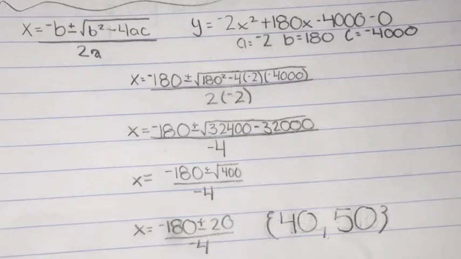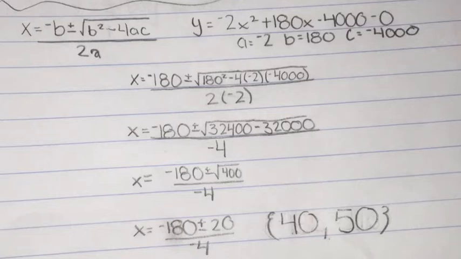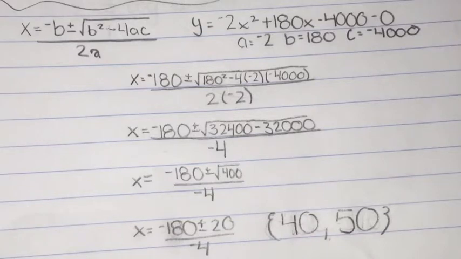In addition to what Connor had said, another solution that we can use is the quadratic formula. The quadratic formula is x equals negative b plus or minus the square root of b squared minus 4ac, divided by 2a. The equation that I needed to use to plug into the quadratic formula is negative 2x squared plus 180x minus 4,000 equals 0.